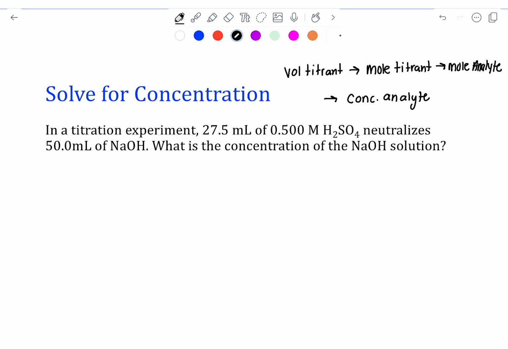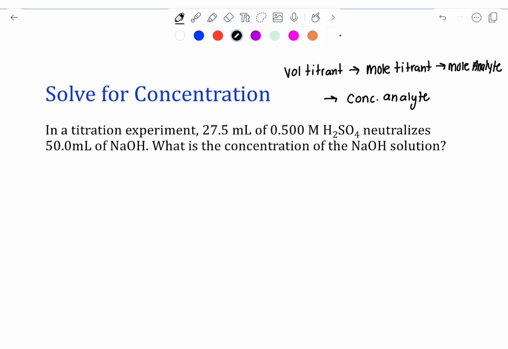So that's going to be our steps for these types of reactions. In a titration experiment, 27.5 milliliters of 0.50 molar H2SO4 neutralizes 5.0 milliliters of NaOH. What is the concentration of the NaOH solution?